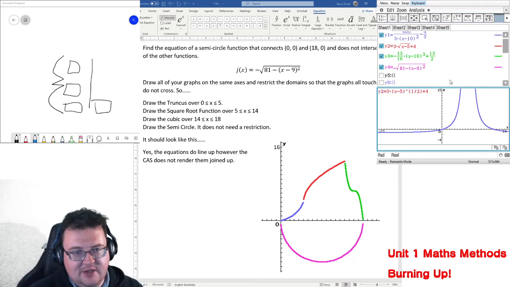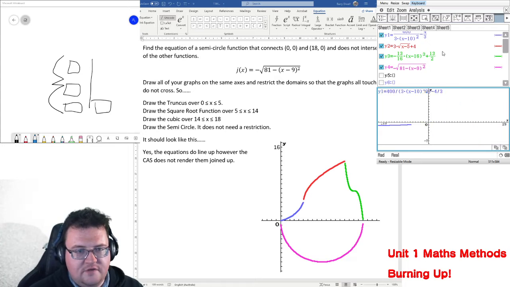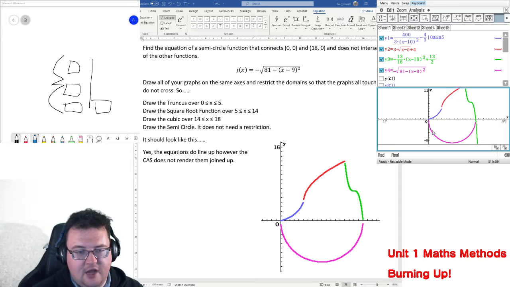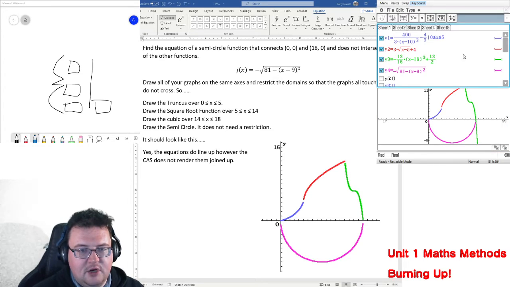So to put the restrictions in, now it says, draw the truncus over 0 to 5. So for that, we need to go to Math 3 on the keyboard. If you go to the third row, fifth column, you'll get a vertical line like that. We're going to go 0 is less than or equal to X is less than or equal to 5. So now I'm going to draw that graph again, and now you can see which part of my graph is only showing up. So instead of showing up both arms of the truncus, I'm just seeing that one little bit there. And now I'm going to apply the same thing to my other values.